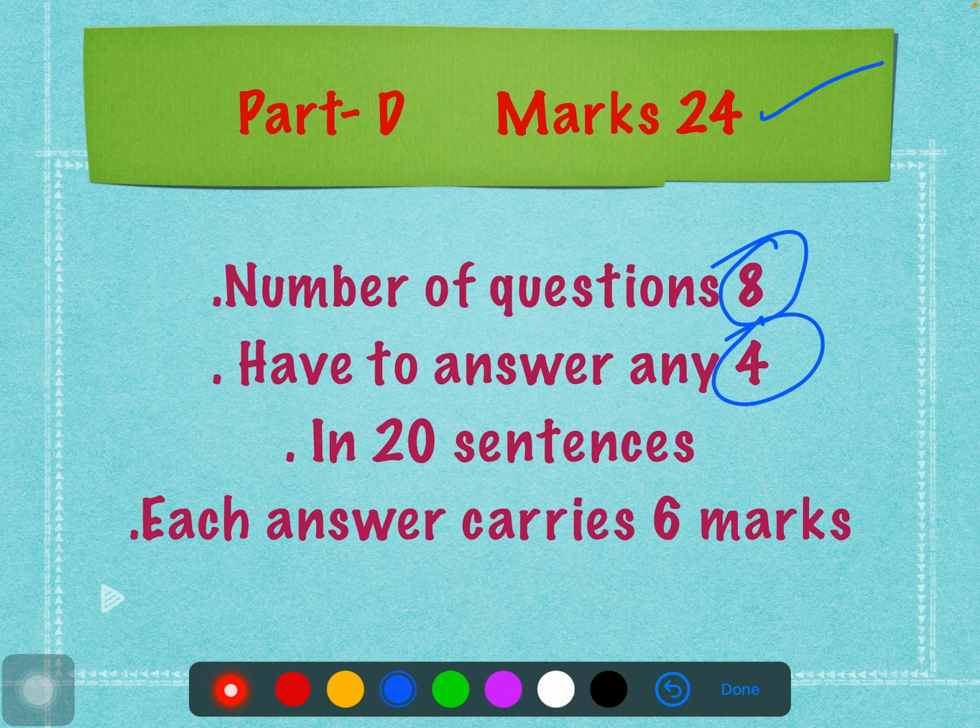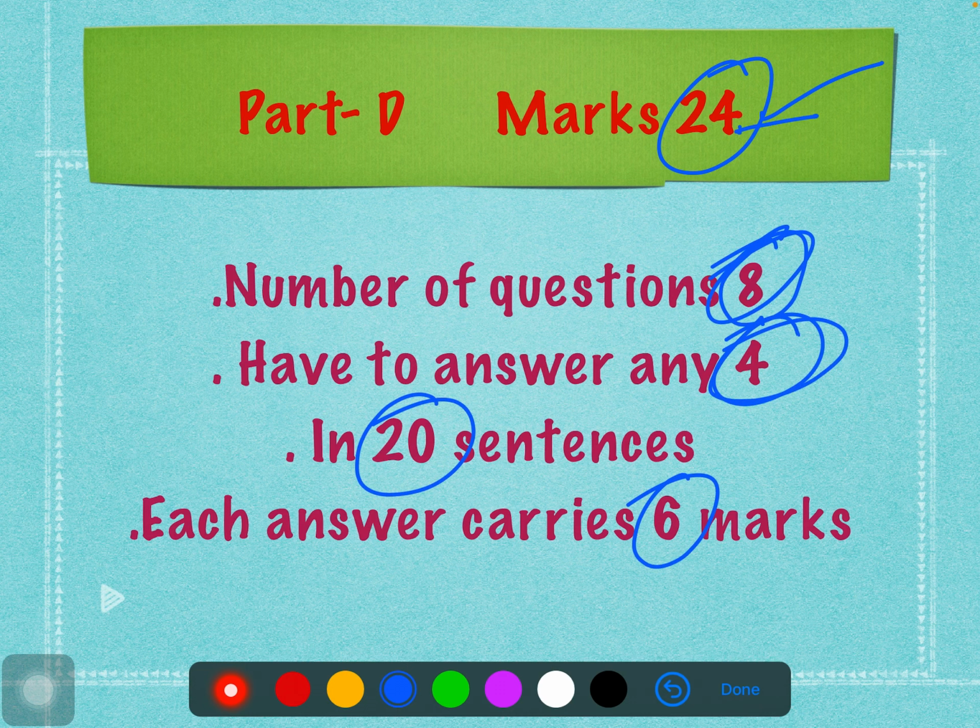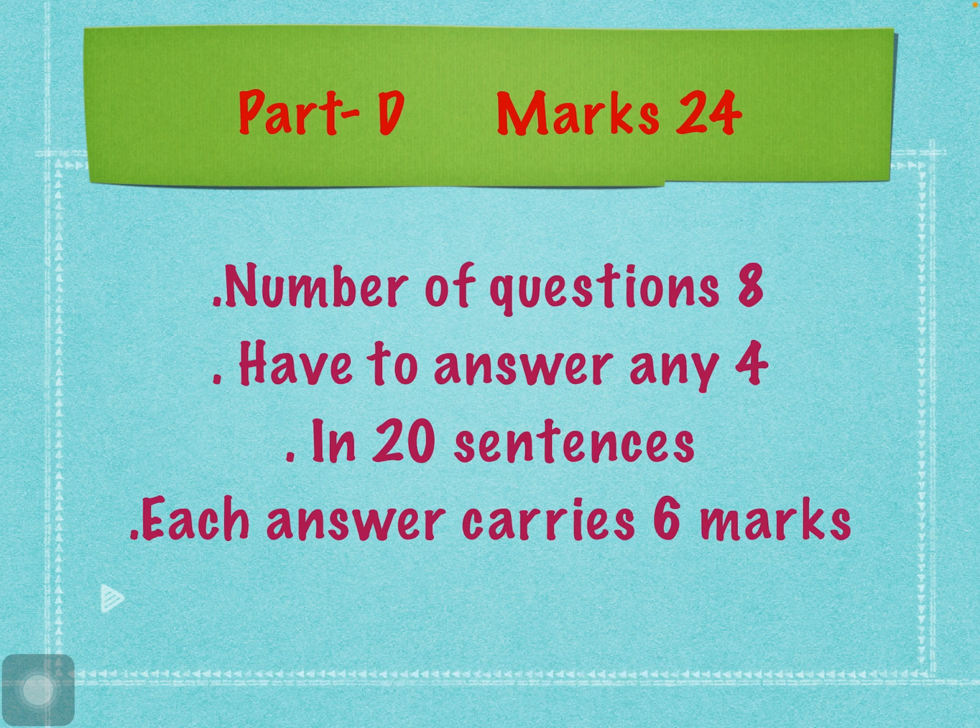In this way, when it comes to the 6 mark questions, if you want to score 24 out of 24, each question carries 6 marks, and you have to answer each in 20 sentences. That means 2 to 2.5 pages, because economics is one of the humanities subjects, so the explanation should be more. I prefer you answer in at least more than 20 sentences. You have 8 questions, you have to answer only 4, each carries 6 marks, and you have to answer in 20 sentences.